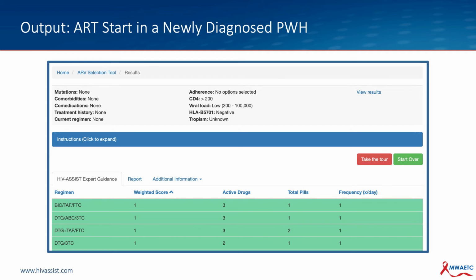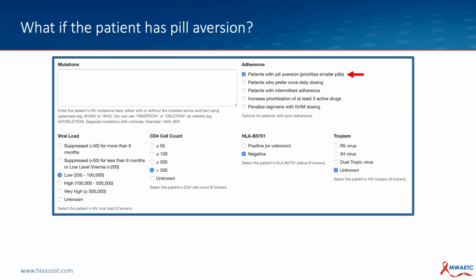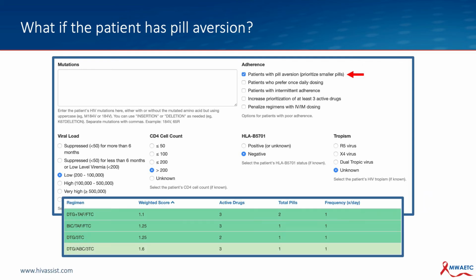Now, what if the patient has pill aversion? If the patient says, I can't take a big pill, then you can click this, and it will show you here how it changes the order, where TAF, FTC, and dolutegravir becomes the highest ranking, and then Triumeq gets demoted because it's so large. Notably, both Descovy and dolutegravir are smaller than Biktarvy, and that's why it is up here, again prioritized, despite the fact that there are 2 pills. So it took that into account.